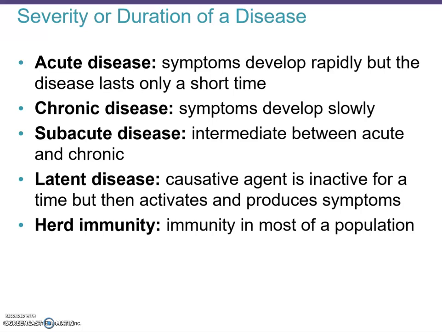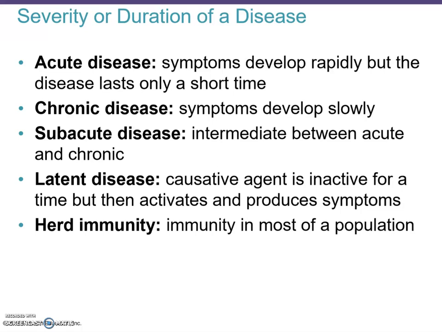Subacute disease is intermediate between acute and chronic. So sub means below acute disease. So there you don't have this just for a short time, but it's not chronic, but it's not really a short thing either. Latent disease means that the pathogen is inactive for a time, but then it activates and produces symptoms.